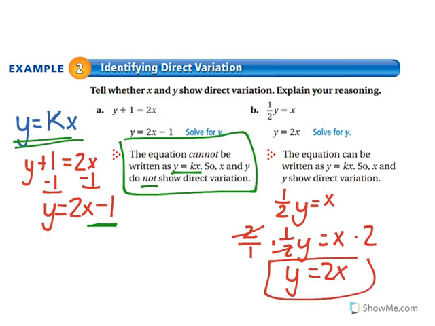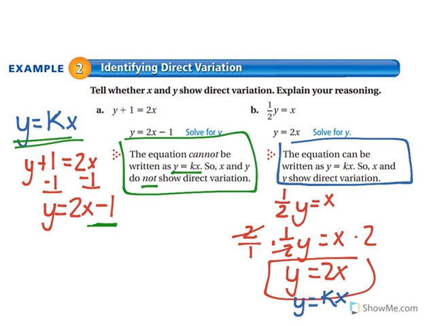Look, this is the same thing as y equals kx, right? The k would be the coefficient, which is your slope, or in this case, k is the constant of proportionality. You got to know that word. And so this equation can be written as y equals kx. So x and y show direct variation.